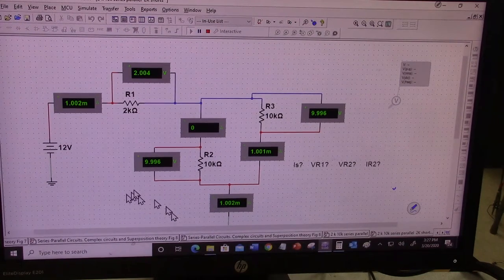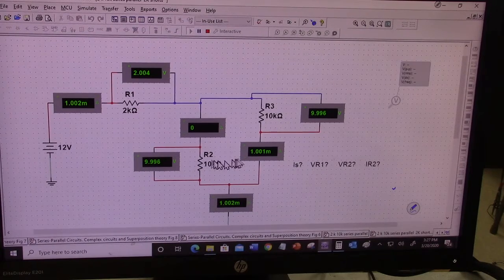So I'm getting 10 volts across this resistor. Okay. Well, technically, how would I get 10 volts across this resistor if there's no current going through it? There's no current going through it, right? So how would I get 10 volts across it? Think about that for just a second.